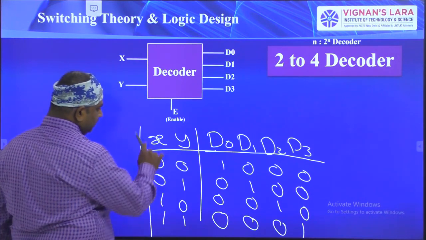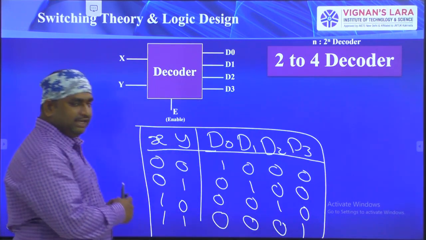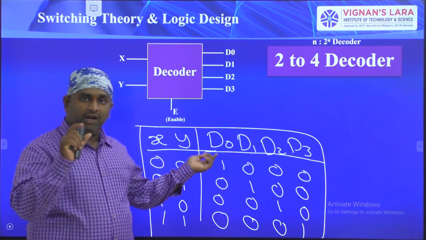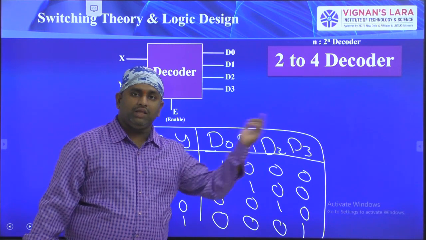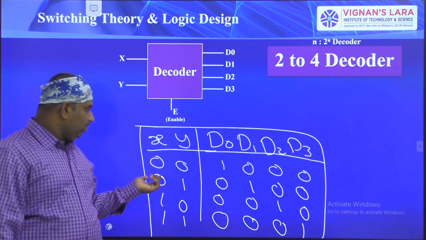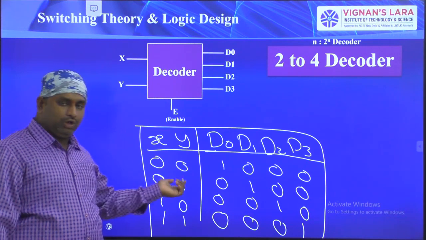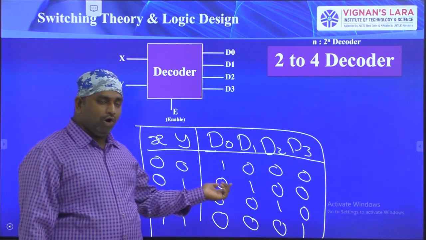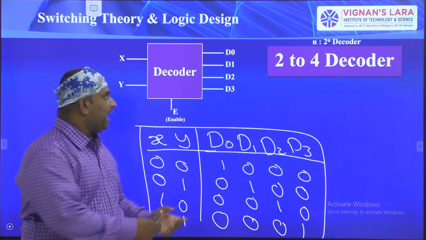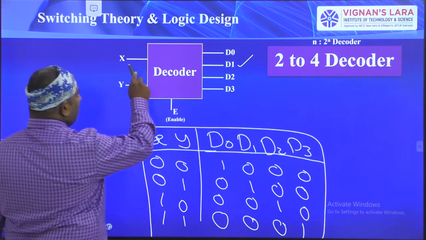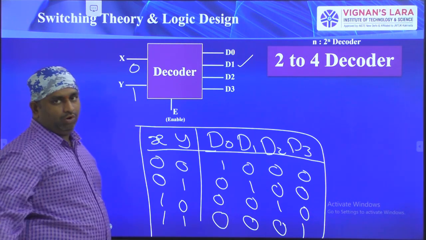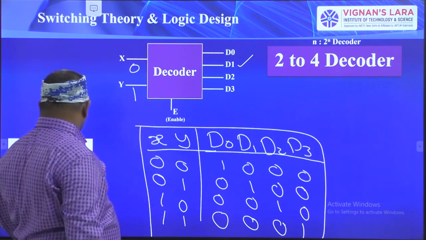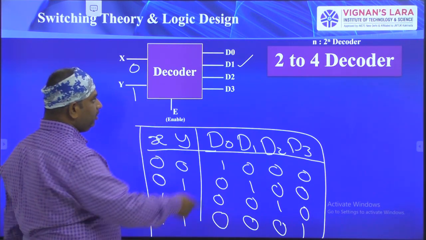See here, this is our truth table. When you give x equal to 0, y equal to 0, then only D0 is 1 and all the remaining output terminals represent 0. When you give xy values 0, 1, that is x bar y, and you select this combination at the input side, then the output D1 terminal is activated. So D1 is going to activate when x is equal to 0 and y is equal to 1.